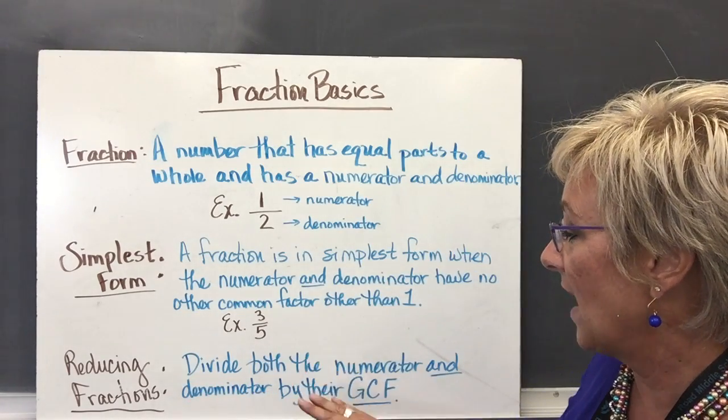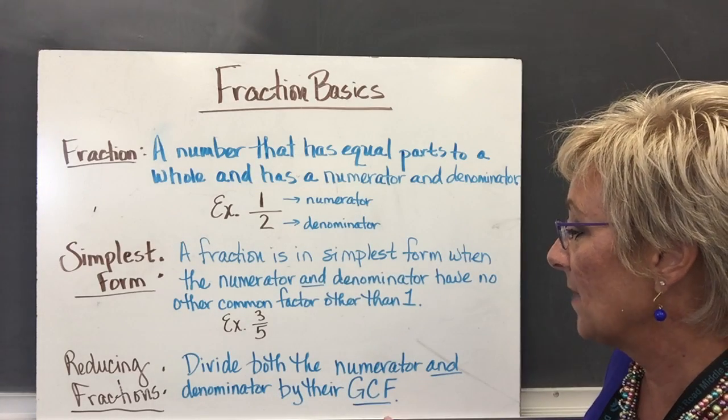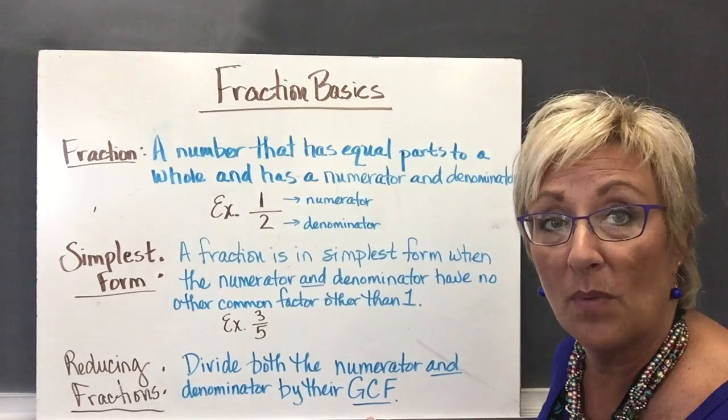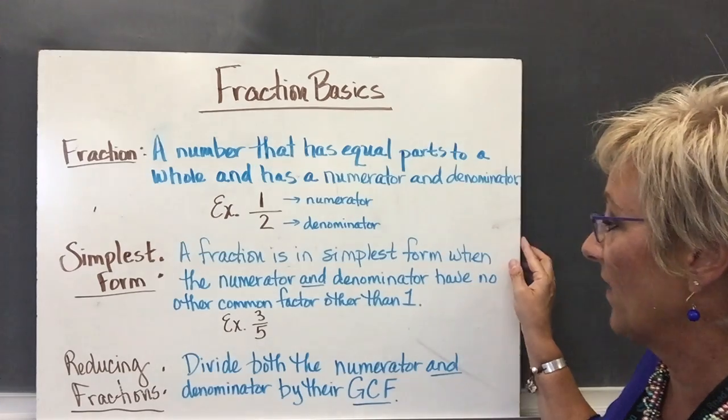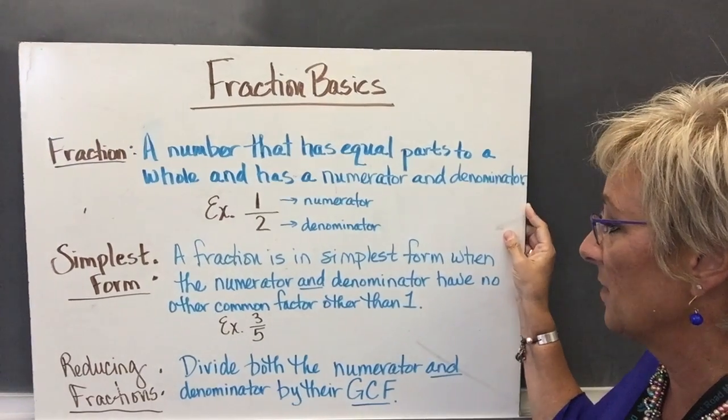Reducing fractions: you're going to divide both the numerator and the denominator by their GCF. This is the reason why we did GCFs, so we can make sure that we've got everything divided out. We find the greatest common factor between the two of them and divide it out.